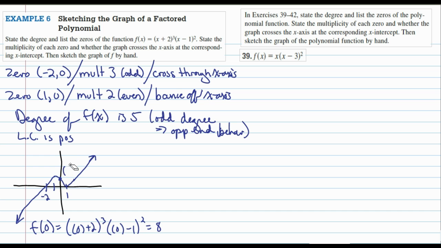So let's see here. You know what? Let's draw that more accurately. Let's make it look like 0, 8. That's all the way up there. So this is going to go up here, bounce off, and line up with my other end behavior.